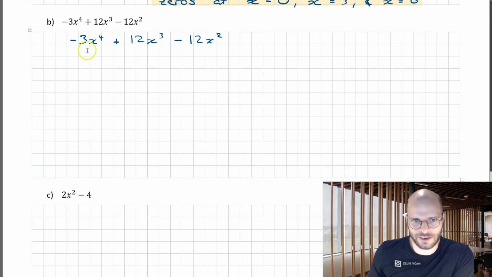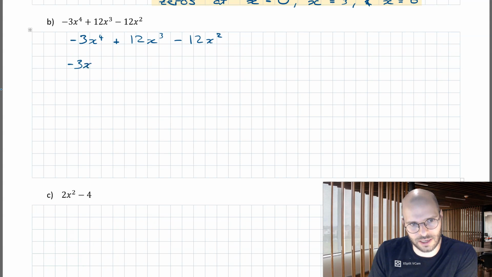Next, we can turn our attention to the coefficients. If you observe, all of these coefficients have a common factor of 3. So you've got 3, 12, and 12, all divisible by 3. And finally, the second order expression has a negative in front. We can factorize that out as well because it will make our life easier later.